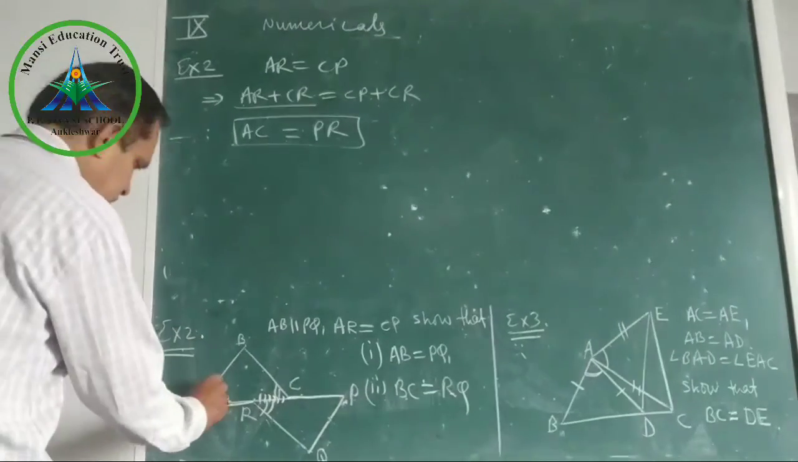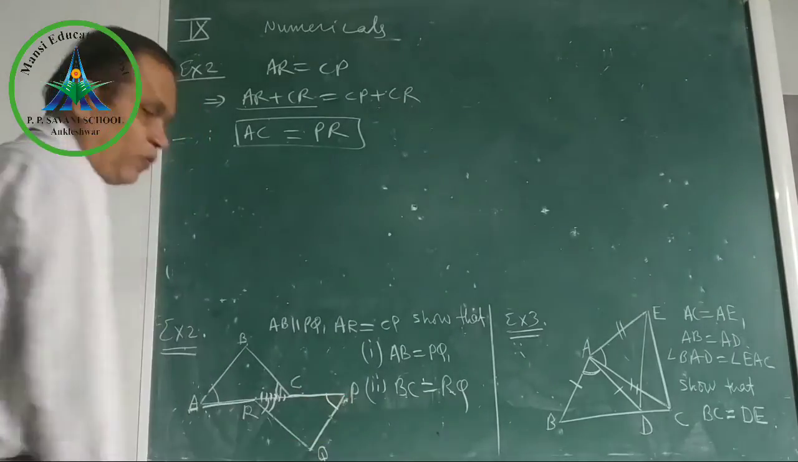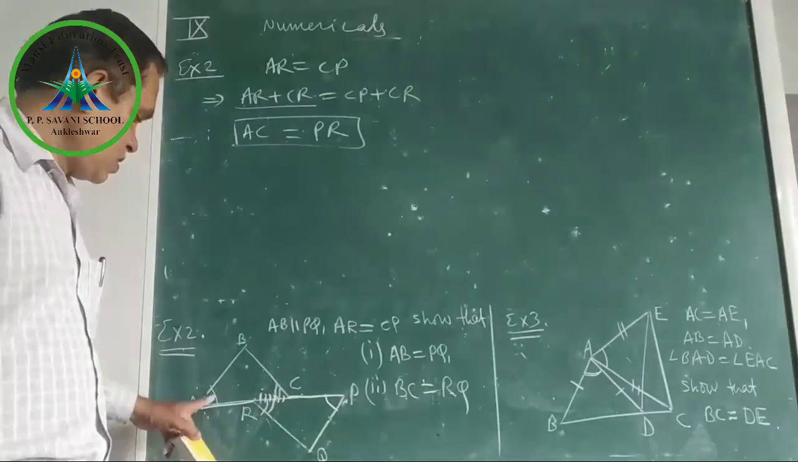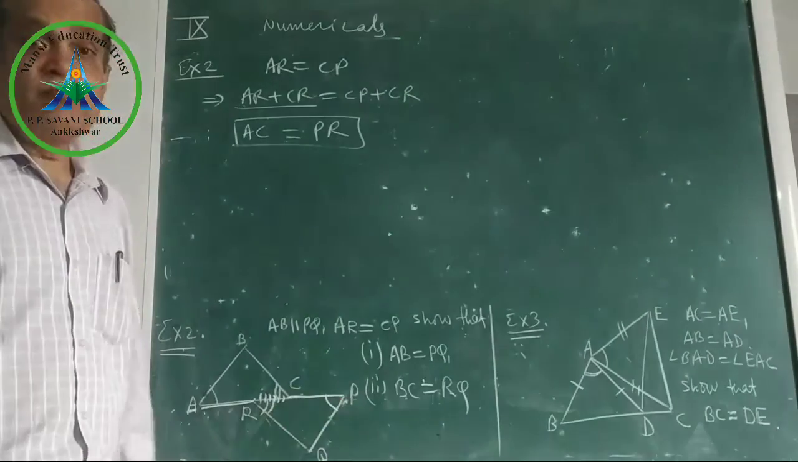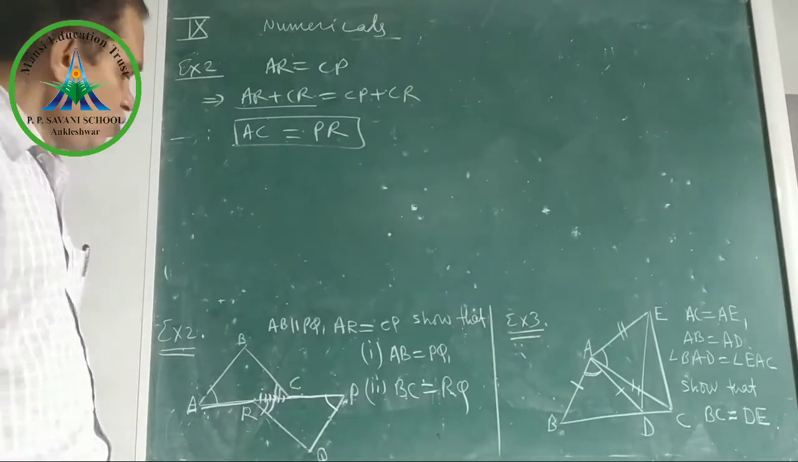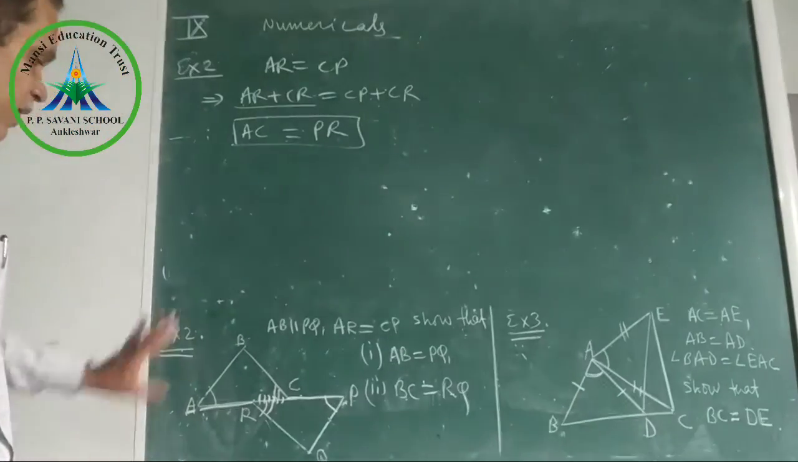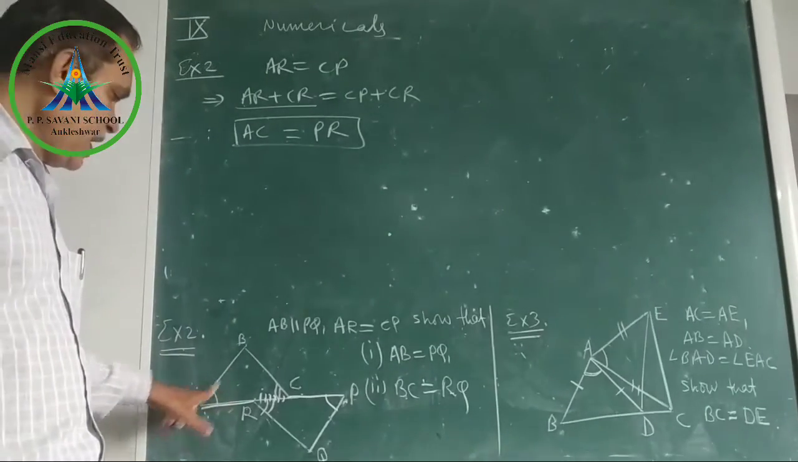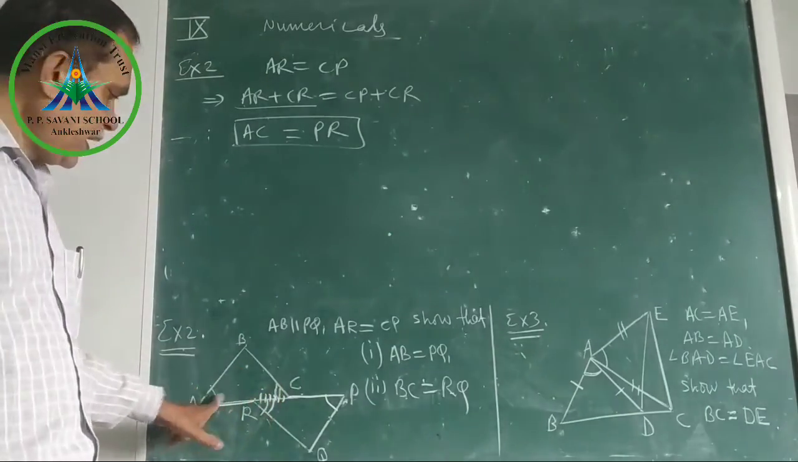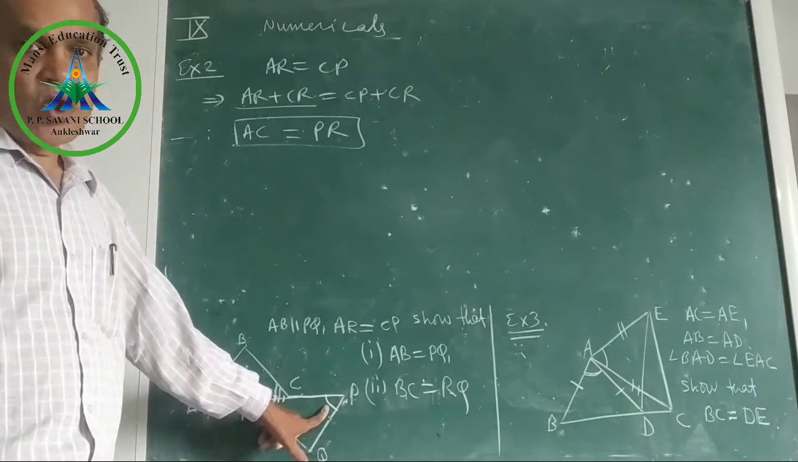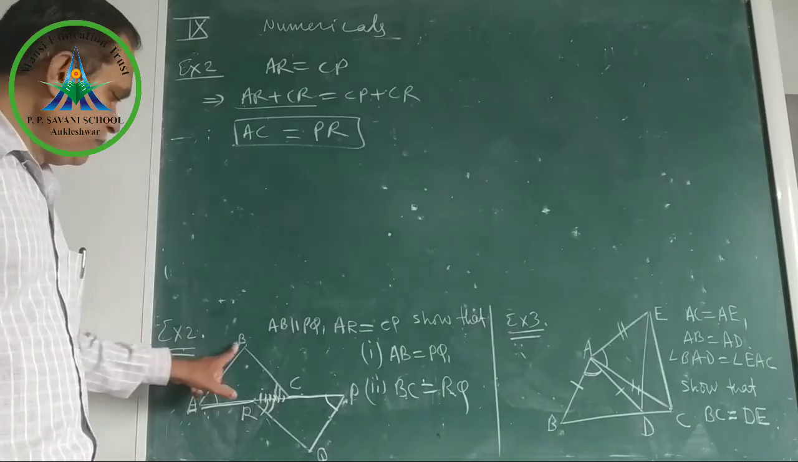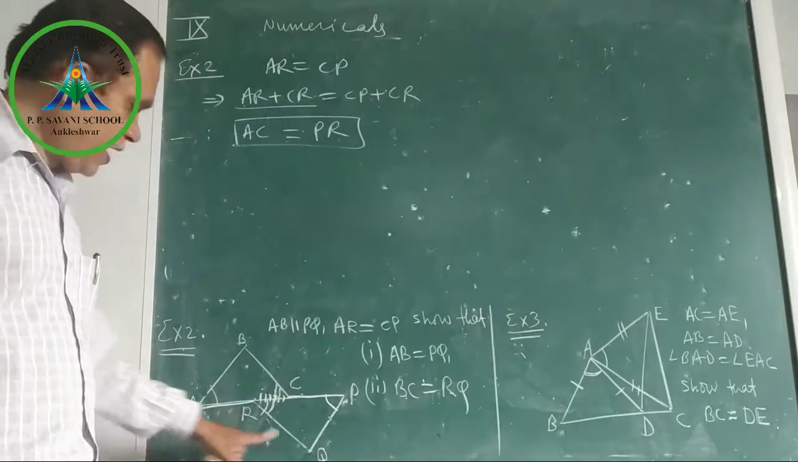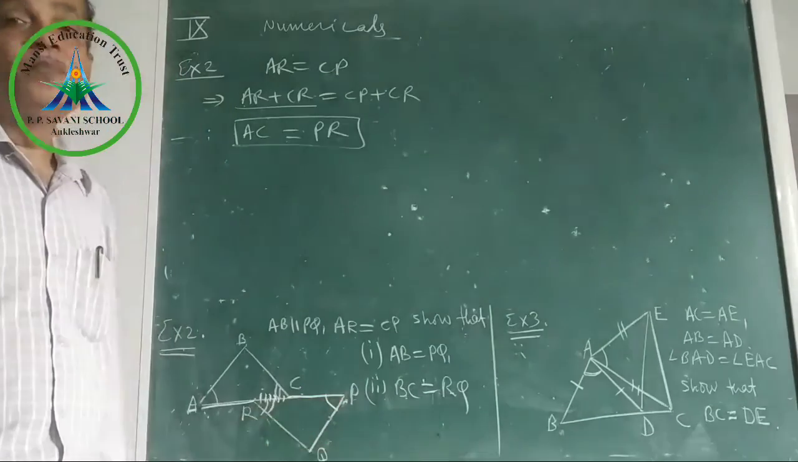In your drawing, this angle equal to this angle. What type of angles are these? Alternate interior angles, because AP becomes transversal. Yes or no? So clearly it is visible now. See, in triangle ABC, angle A equal to angle P, alternate interior angles. Angle BCA equal to angle QRP, given.